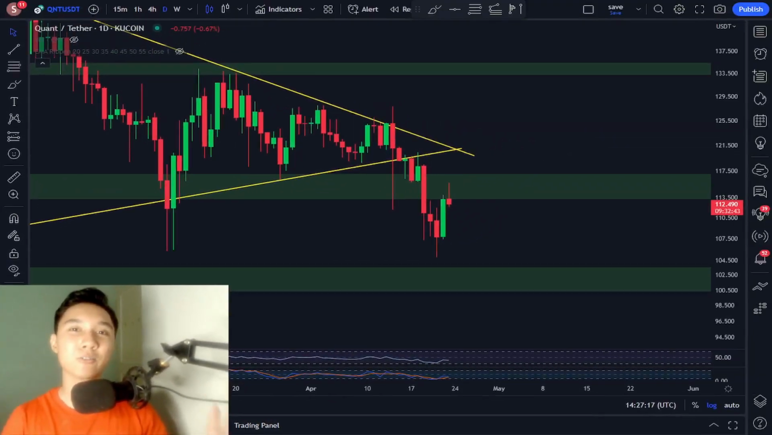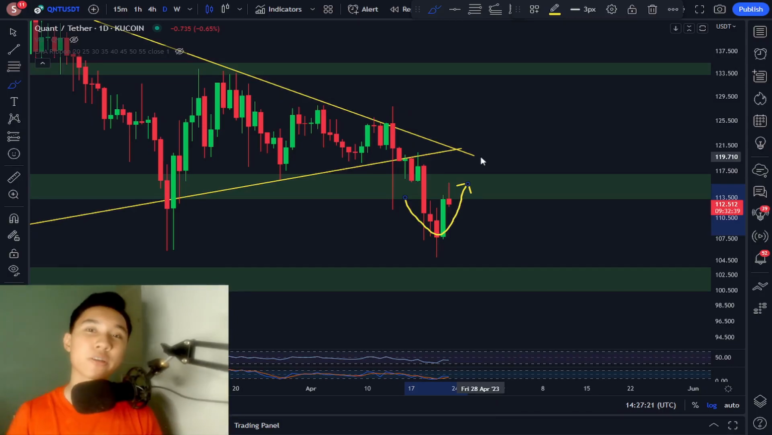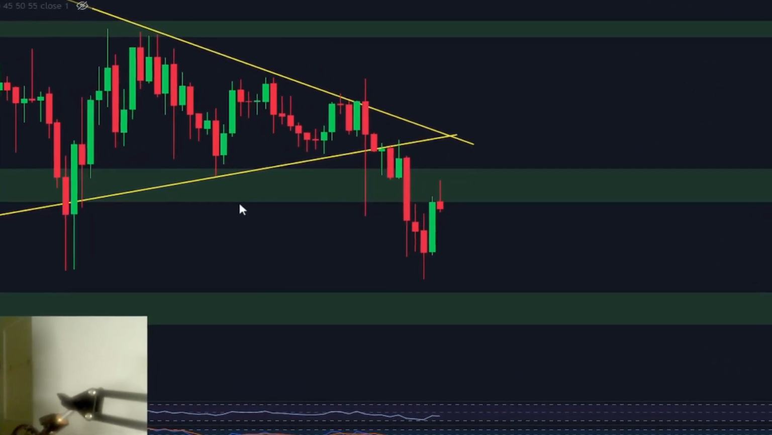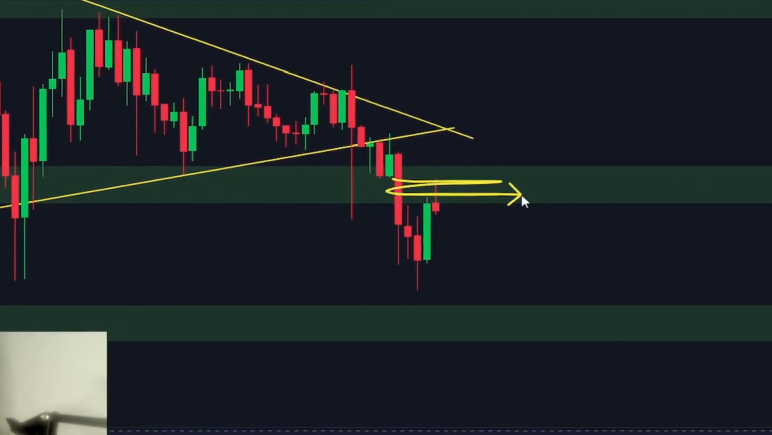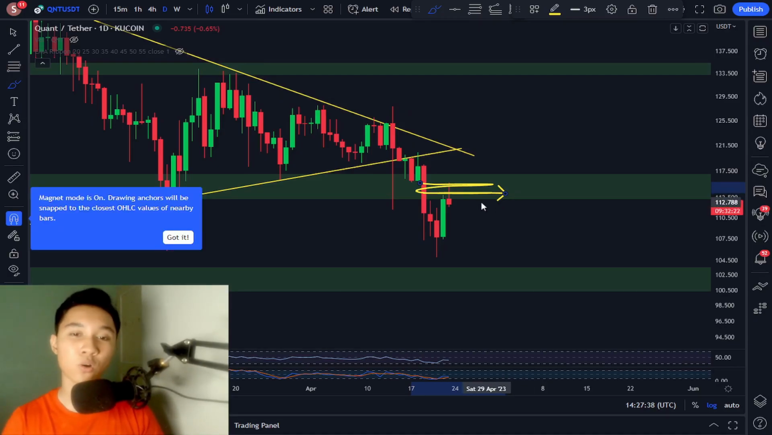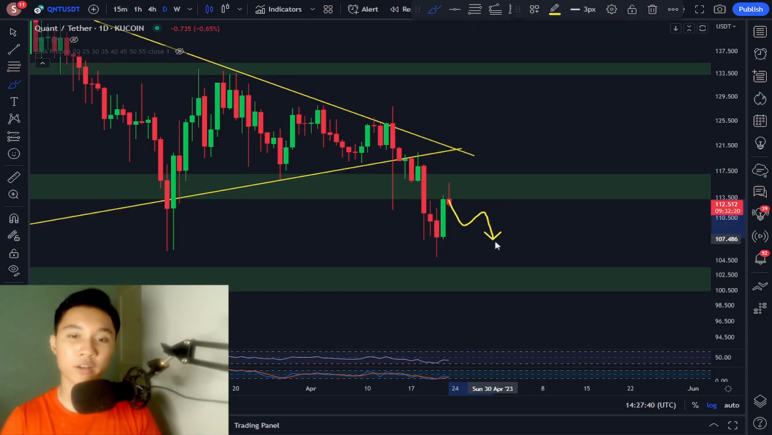Quant price is right now having a retest of a very critical level in the daily time frame, which is this previous support now flipped to resistance. And as we dive deep into the charts, I'll be revealing to you guys the potential scenarios that I'm expecting to arise in the immediate short term, as well as what could happen next for the Quant price action in the daily time frame.